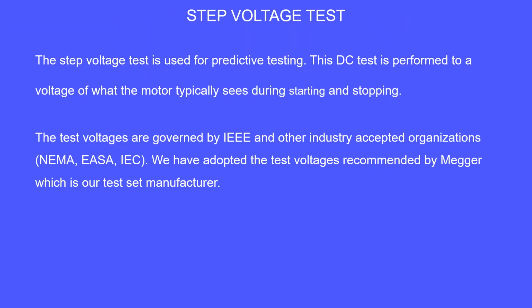Step test. The step test is used for predictive testing. It is performed at a voltage level that is typical to what the motor sees during operation. Remember previously when we discussed the voltage spikes of sometimes 4 times line voltage during starting and stopping. The tests are governed by IEEE as well as other standards like NEMA, ISA and IEC. We have adopted the test voltage recommendations of METR, which is 2 times line plus 1000.